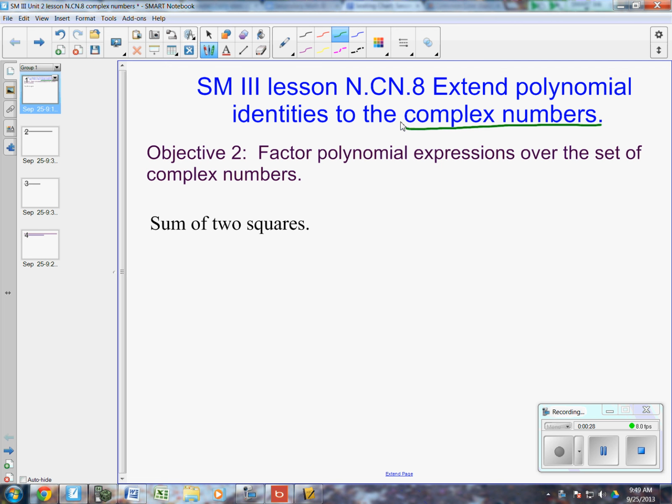We're going to extend that idea, and we're going to factor polynomial expressions over the set of complex numbers. So you remember that quadratic formula we learned last year? You are going to have to regurgitate that. We're going to be using that a little bit today.